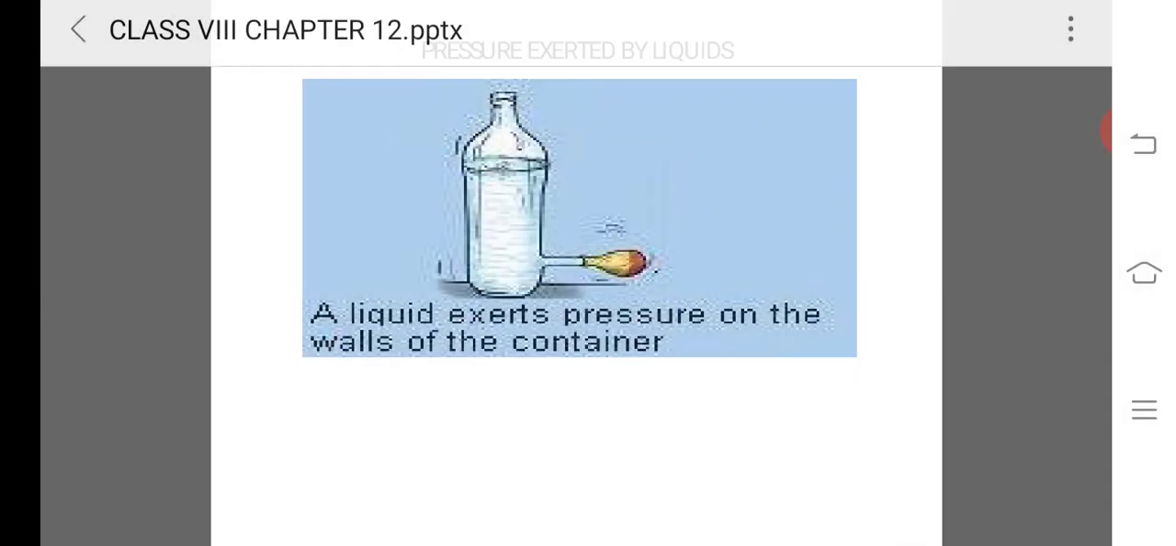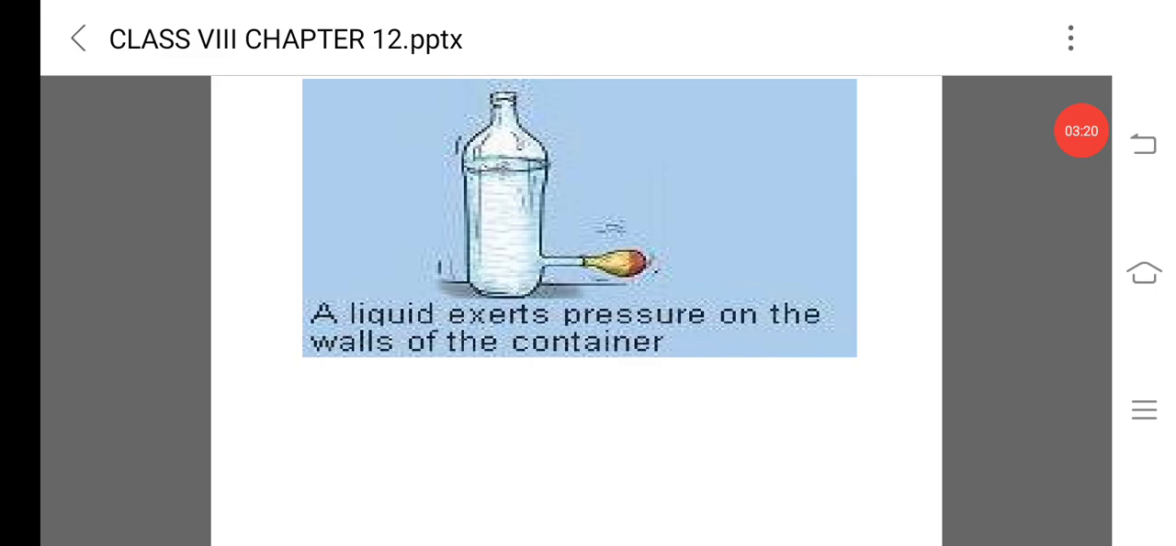Now, pressure exerted by liquids. Liquids also exert pressure on the walls of the container. When water is flowing through a pipe, the water applies force on the walls of the pipe, due to which, if there are holes in the pipe, the water comes out from those holes. Why? Because the water is exerting a force on the walls of the pipe.